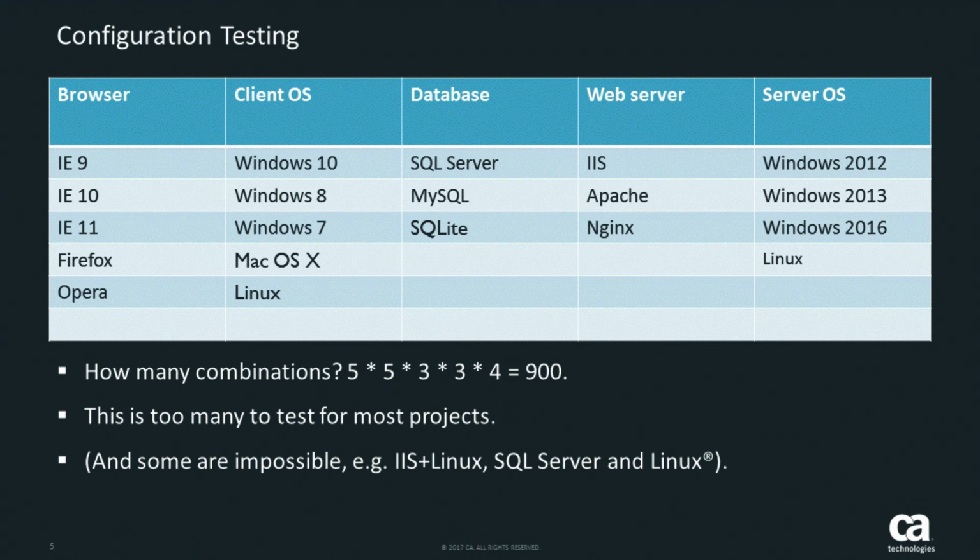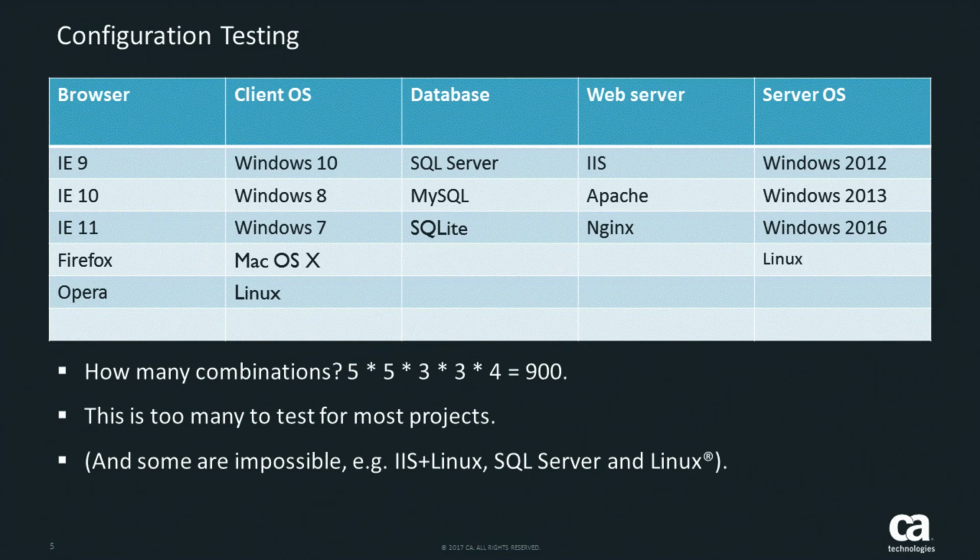If we look at this example, you can see we've got 5 choices: a browser, client operating system, database, web server, and the server operating system. How many combinations? Well, it's 5 times 5 times 3 times 3 times 4. That's making 900. And this is probably far too many. There's no way we could set up an environment with 900 different configurations and expect to test them effectively.